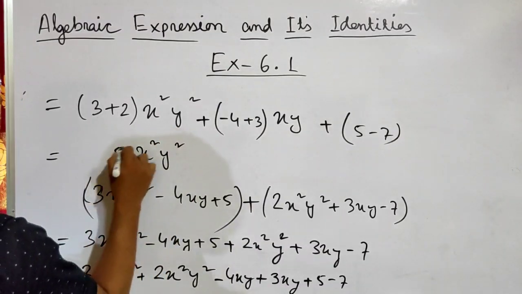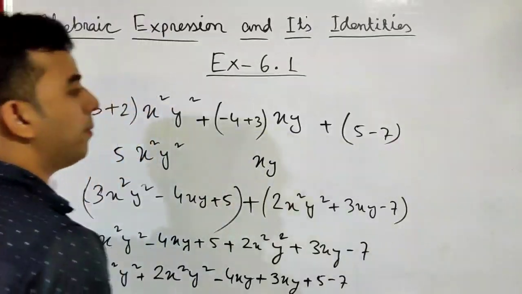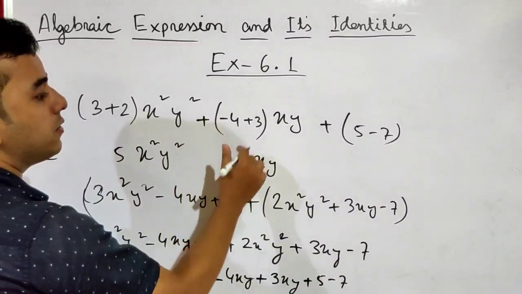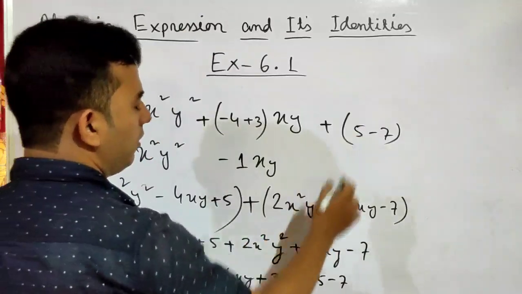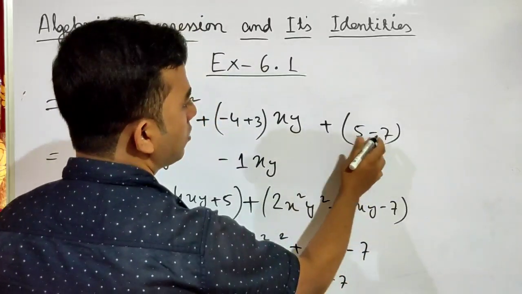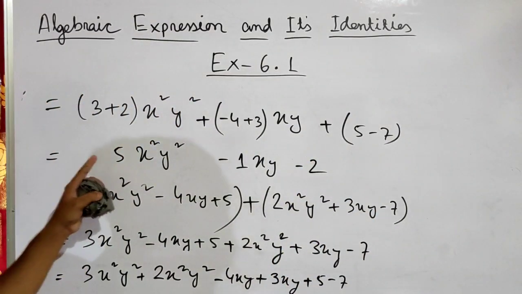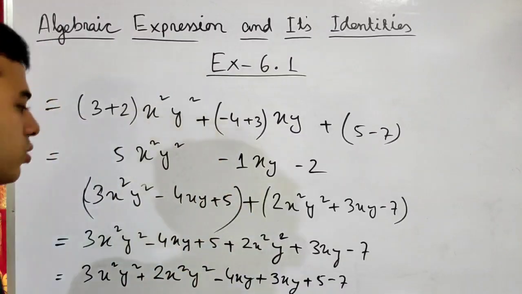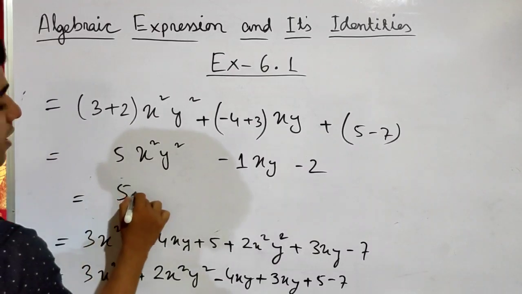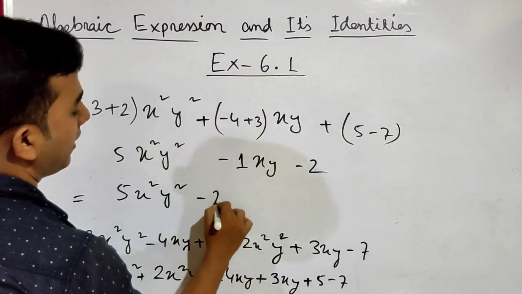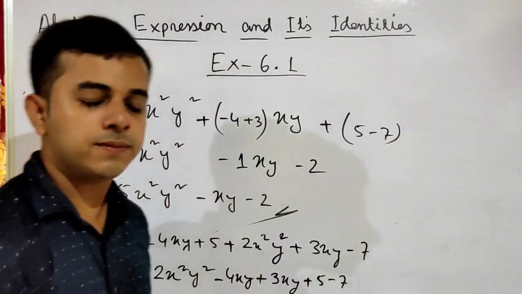Now look, x square y square, 3 plus 2 is how much, 5. Then next xy, minus 4 plus 3 is minus 1, isn't it, so minus 1 plus minus is minus, so it will be minus 1. Then next, 5 minus 7 is minus 2, plus minus is minus, same. So your result is 5x square y square minus xy minus 2, clear? This is how we can add the polynomials, okay.